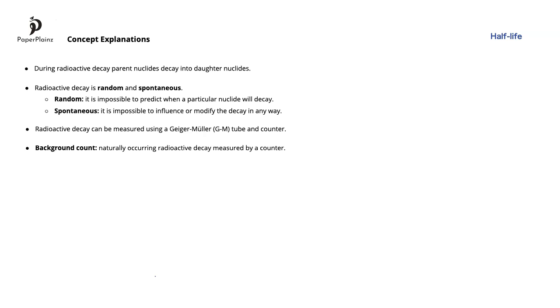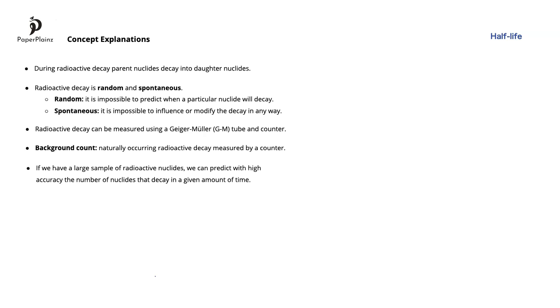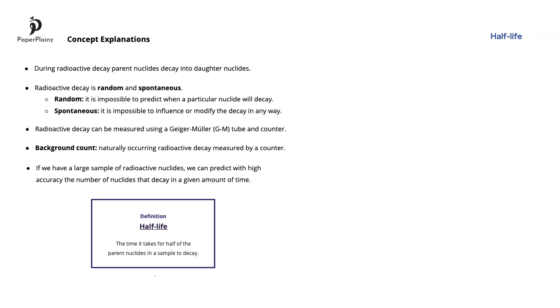A key point about radioactive decay is that if we have a large sample of radioactive nuclides, we can predict with high accuracy the number of nuclides that decay in a given amount of time. One way to express this concept is by using the idea of half-life. Half-life is defined as the time it takes for half of the parent nuclides in a sample to decay.